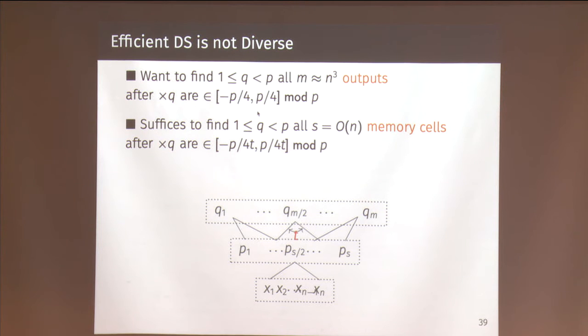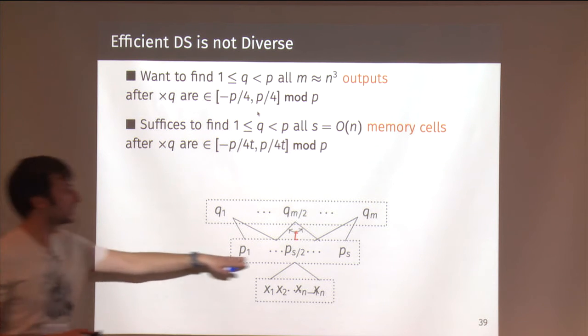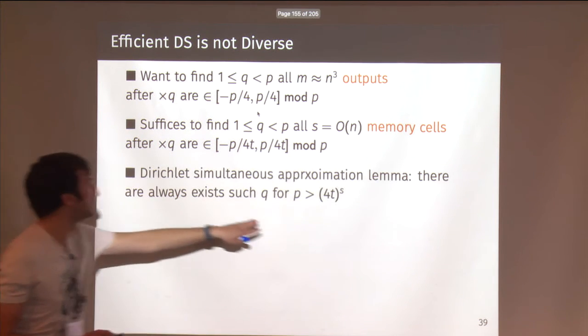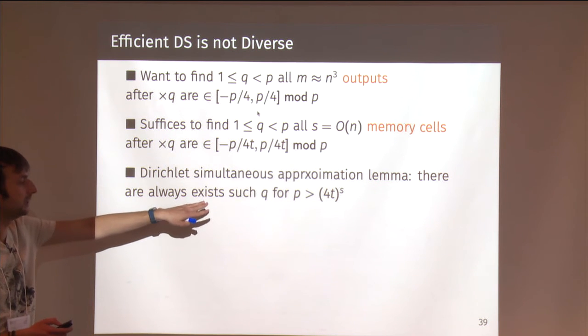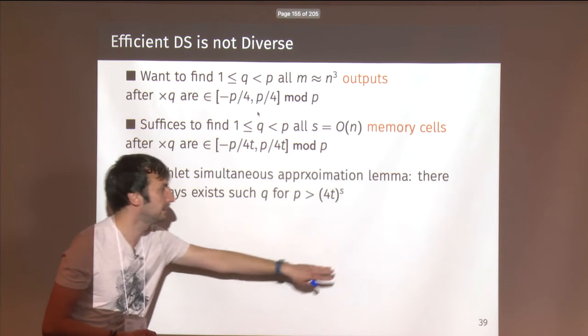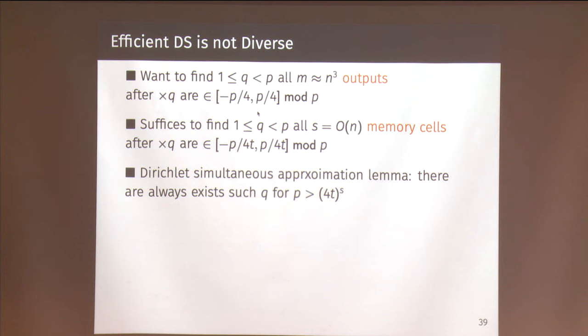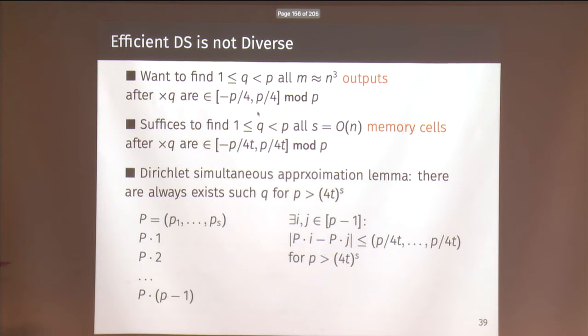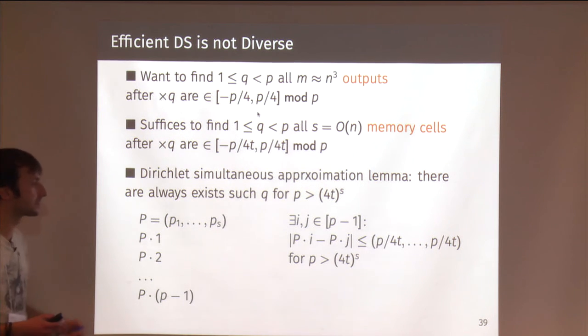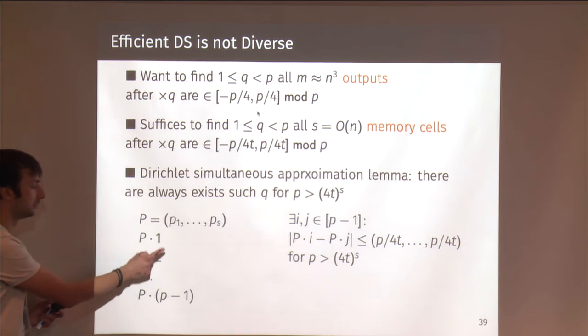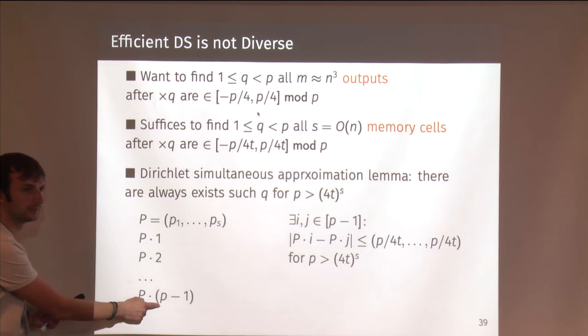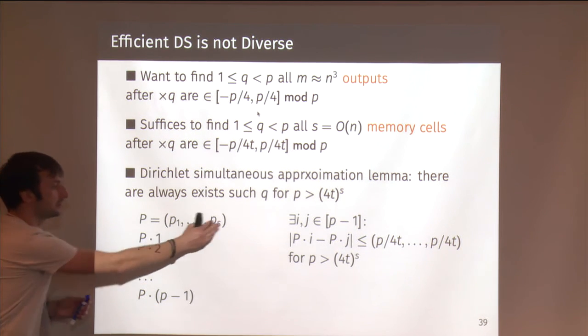Yeah. So I want to say, for large enough P, I can make these S elements small modulo P, and this is Dirichlet simultaneous approximation. I just say, whatever you write in S memory cells, let me try to multiply it by 1, by 2, by 3, by P minus 1. I have P different vectors.